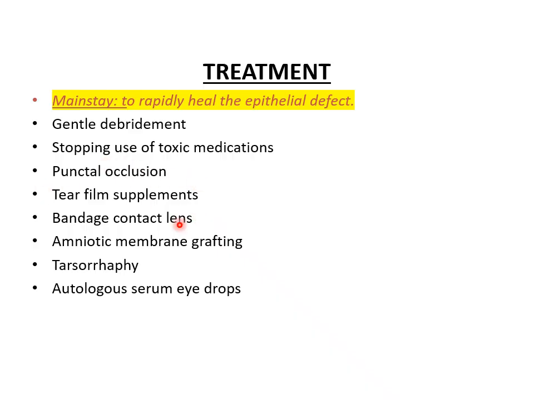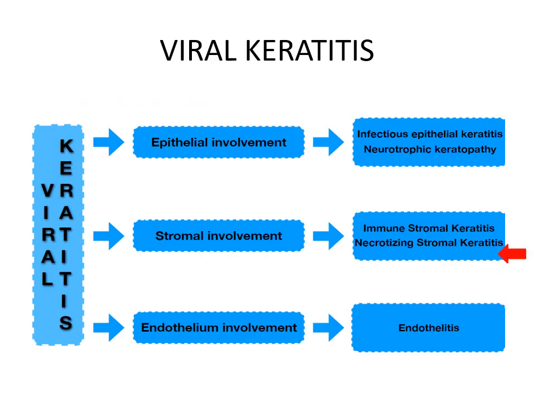Punctal occlusion to increase the tear film. Again, tear film supplements, bandage contact lens, amniotic membrane grafting, tarsorrhaphy, the last four are all to protect the corneal surface. Now we come to stromal keratitis.